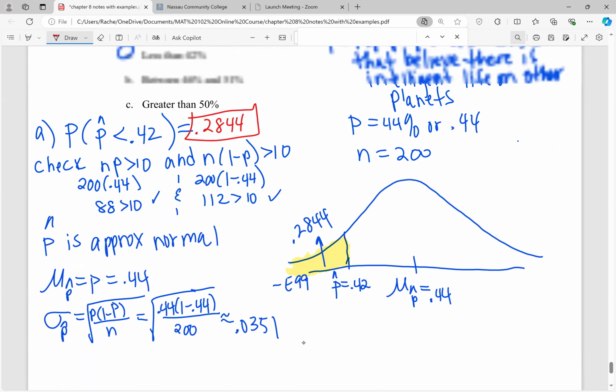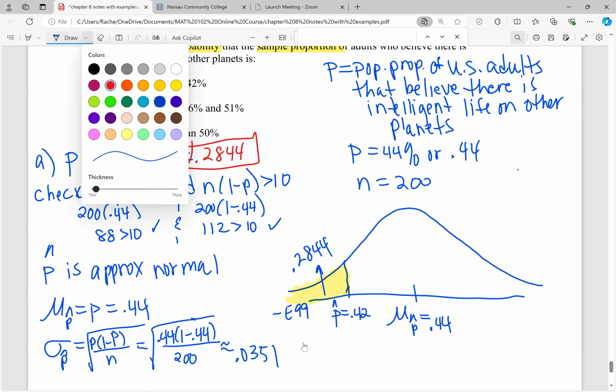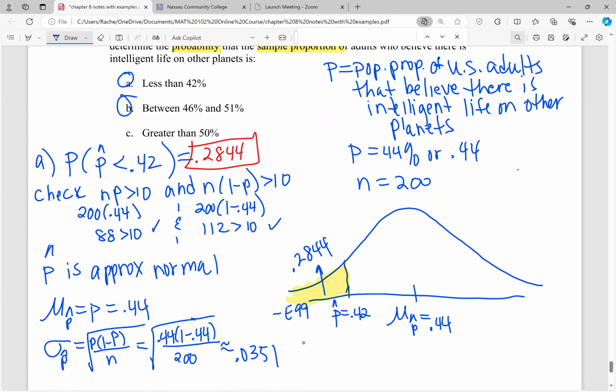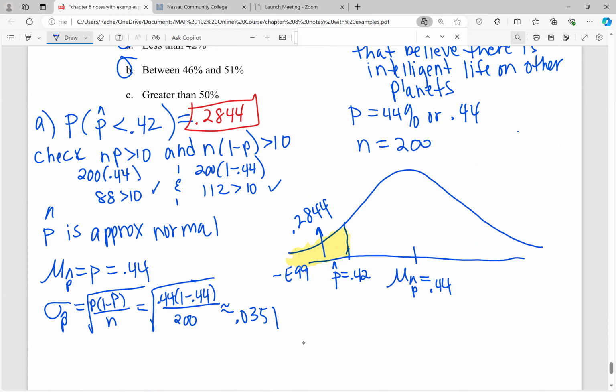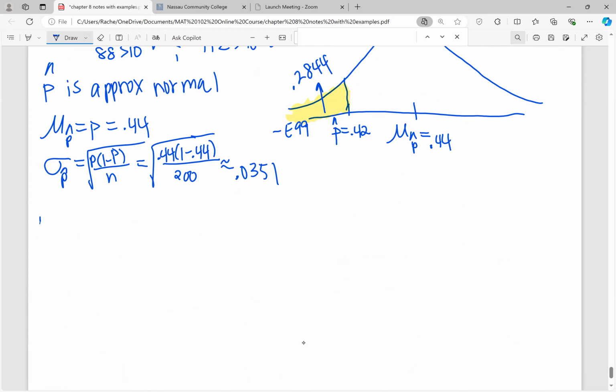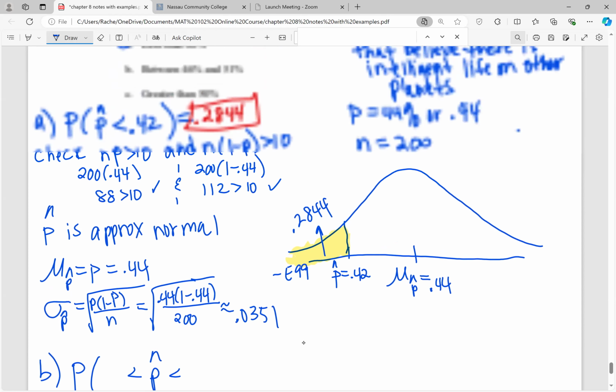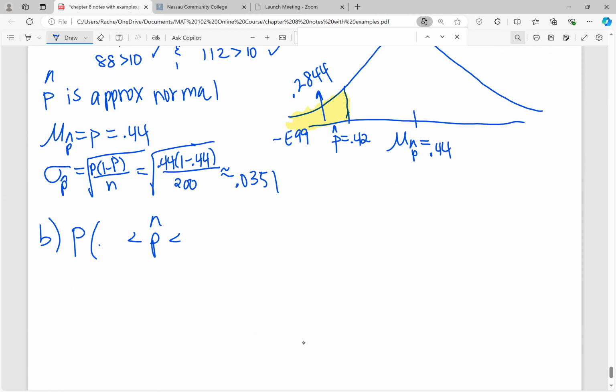So let's look at part B. Part B says, what's the probability that the sample proportion of adults who believe there's intelligent life on other planets is between 0.46 and 0.51, or 46% and 51%? So part B, we want to find the probability now that p hat is between 46% and 51%. So 0.46 and 0.51.